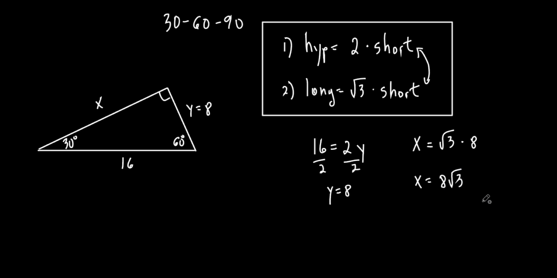You always put the whole number first, then the square root second. That's how we normally write it. So there you go. There's your x, and there's your y, and that's it. So x is 8 square root of 3. That wasn't that hard, was it?